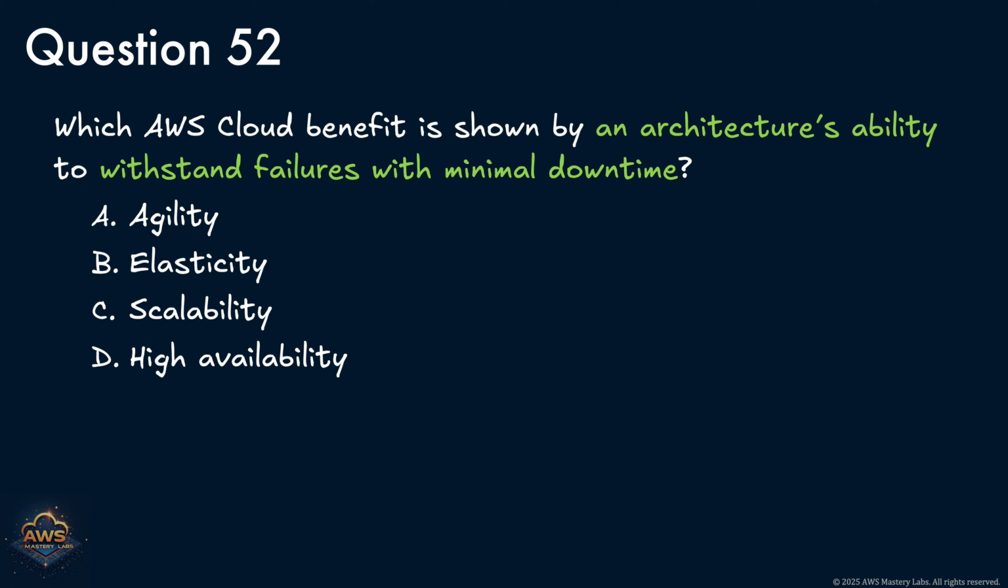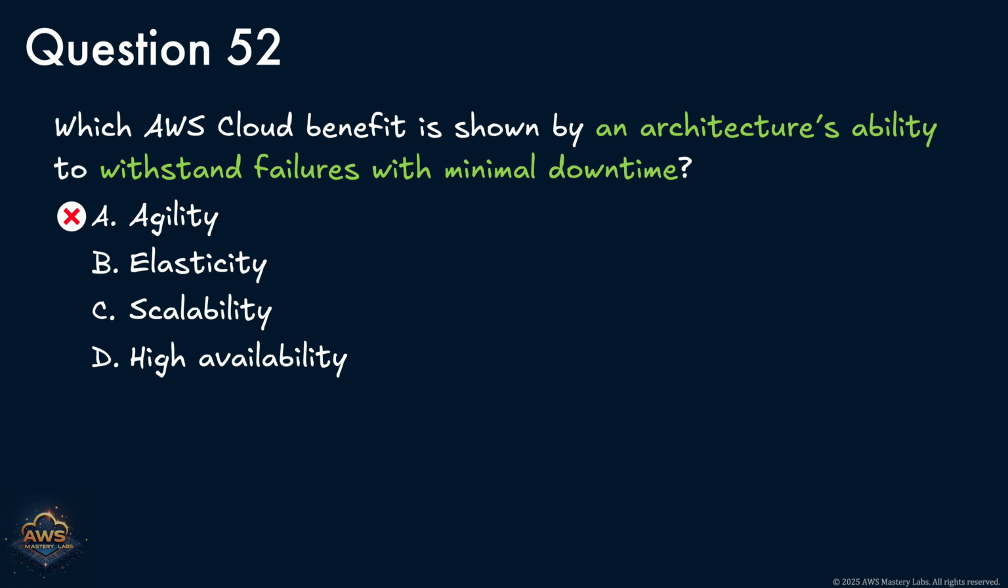The words withstand failures signal that the architecture is expected to continue functioning even if something goes wrong: a hardware crash, instance failure, network disruption, or zone-level event. Minimal downtime means that even in the face of these issues, the system stays responsive or is quickly recoverable. These words point directly to resilience and continuous service availability, and not performance, scaling, or deployment velocity. The focus is on keeping things running even when components break.